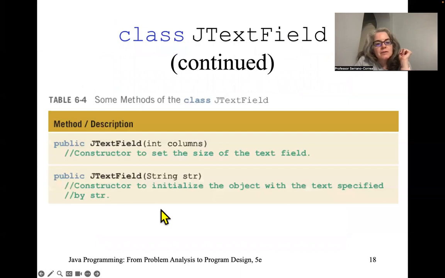These are some of the methods that we can use with JTextField. So for JTextField, we can pass it an integer. The constructor sets the size of the text field. So this is going to allow you to say how big you want your text field. You can also construct it to initialize the object with the text specified by a string.